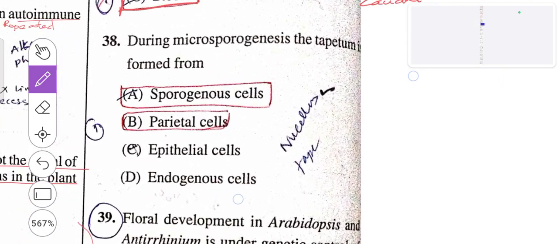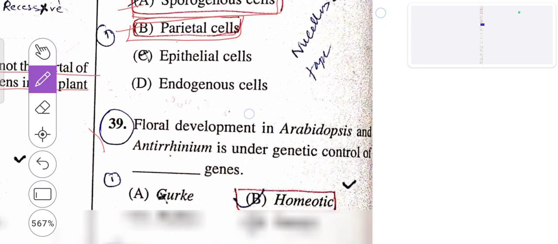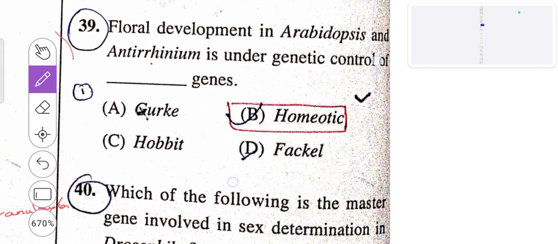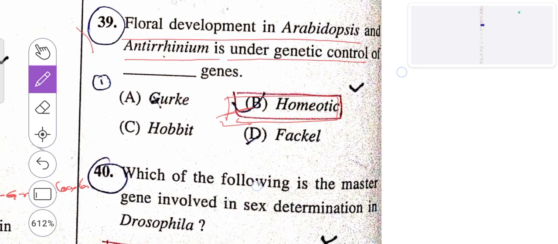So next one, during microsporogenesis the tapetum is formed, and this tapetum will nourish the developing spores. It develops from sporogenous cells as well as the parietal cell. So both are the answer for this question. Then 39th question, floral development in Arabidopsis and Antirrhinum is under genetic control of dash genes, that is homeotic genes. These homeotic genes will decide the formation of these particular floral parts.